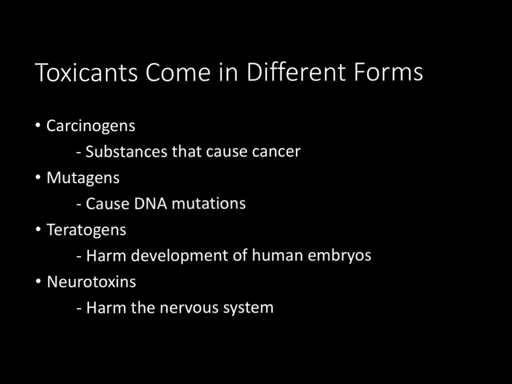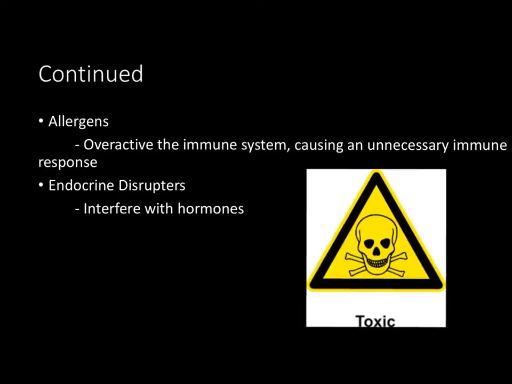Okay, let's take a look at the title, Toxicants Come in Different Forms. We're going to run through the main forms that they come in, starting with carcinogens. A carcinogen is basically a substance that causes cancer. A mutagen is something that causes a DNA mutation. A teratogen harms the development of human embryos. A neurotoxin harms the nervous system. Allergens overactivate the immune system, causing an unnecessary immune response. Endocrine disruptors interfere with hormones and hormone releases and the amount of hormones produced.